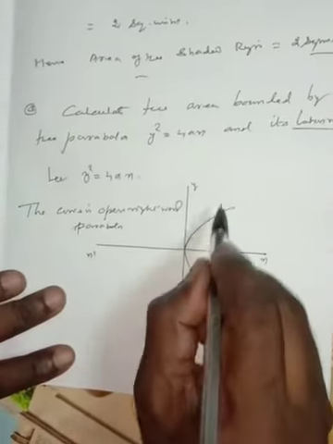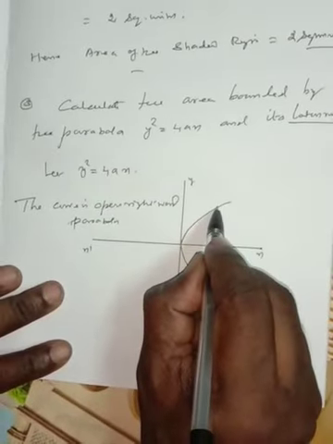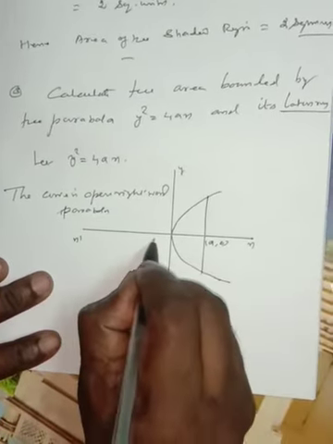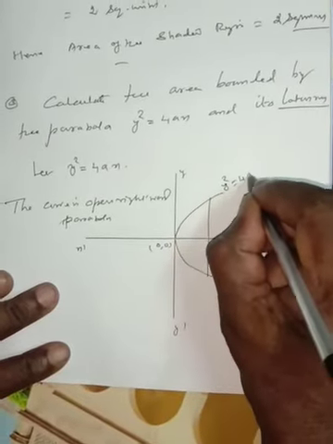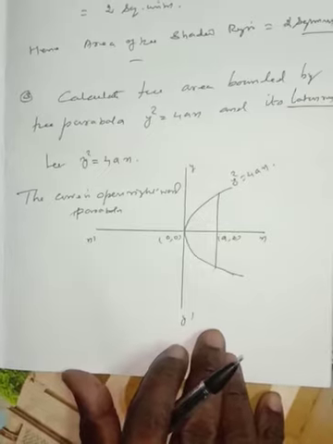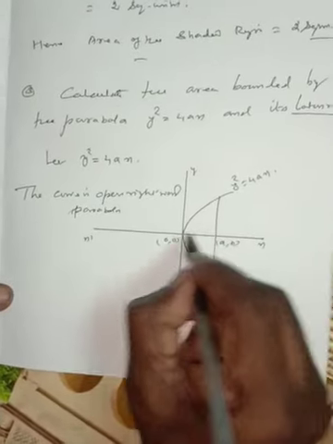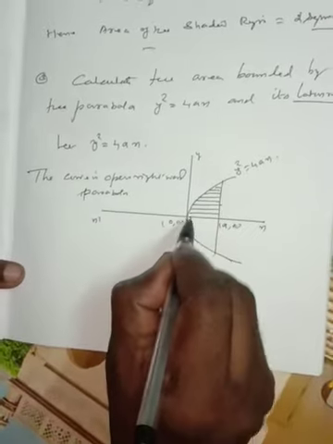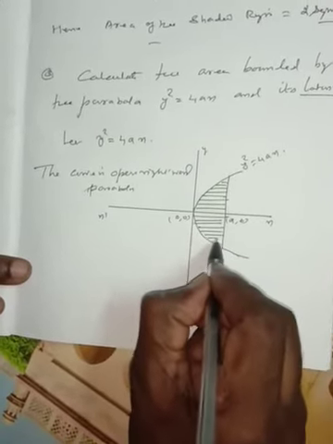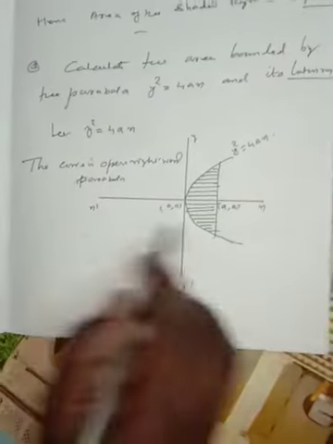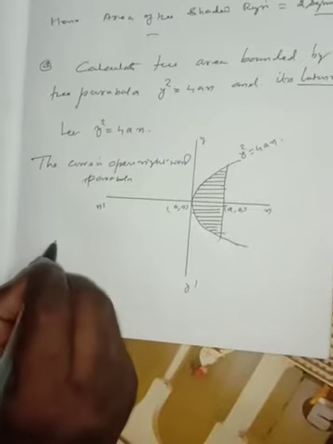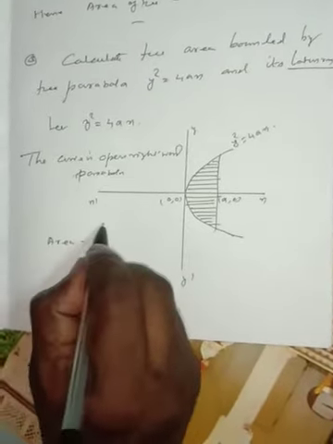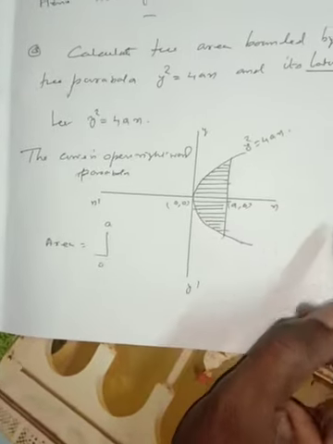Now the latus rectum is given. So the latus rectum in this case passes through (a, 0), a point on the x-axis, and the focus is (a, 0). Y square is equal to 4ax. Now the latus rectum is between the curve. Now area is equal to the area of the shaded region. Area is equal to 0 to a, 0 is the lower limit, a is the upper limit. The curve is open rightward.